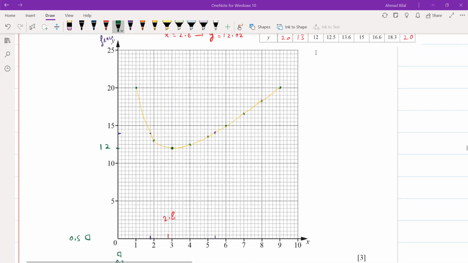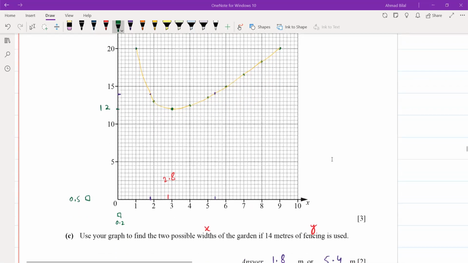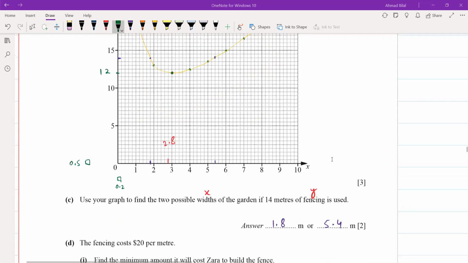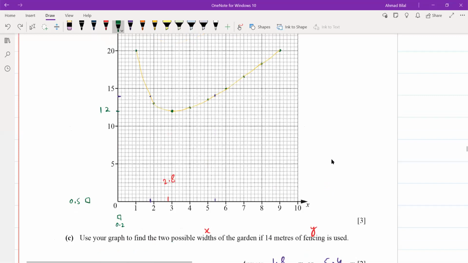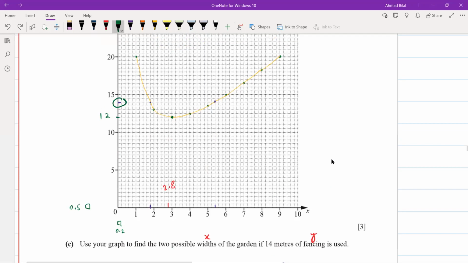Okay. Let me check. You're saying in part C, isn't it 5.2? So on my graph, if I look at it here, so part C के अंदर we have to look for the value when y is equal to 14. y 14 कहाँ पर है?